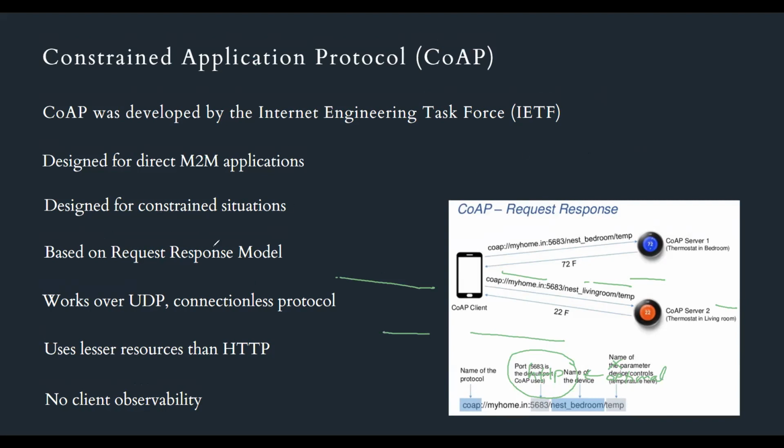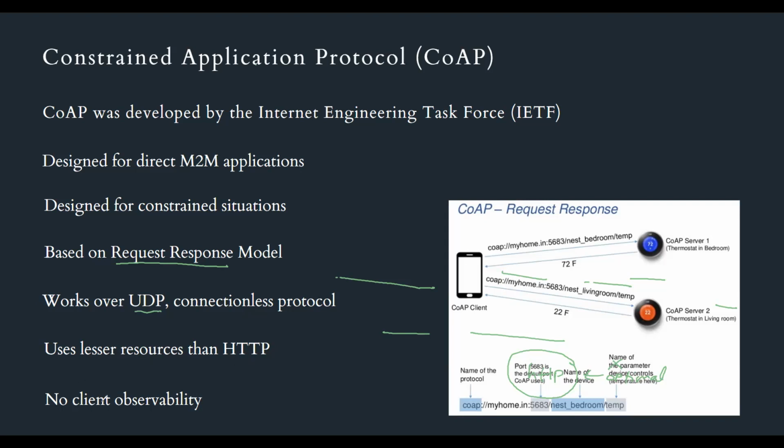And therefore, CoAP is good for IoT applications. It uses a request-response model, and it also uses UDP, which is a connectionless protocol, and therefore it is less reliable than HTTP. However, it uses fewer resources than HTTP, and therefore it is suitable for IoT.